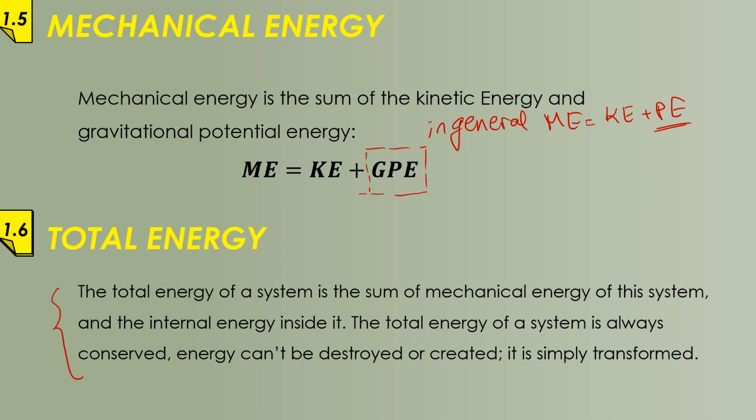The total energy of a system is the sum of mechanical energy of the system and the internal energy inside it. Atoms moving, molecules interacting. Probably in a car, two people are pushing each other. That's also internal. The total energy of a system is always conserved. It's never destroyed and it's never created. It is simply transformed. Okay?